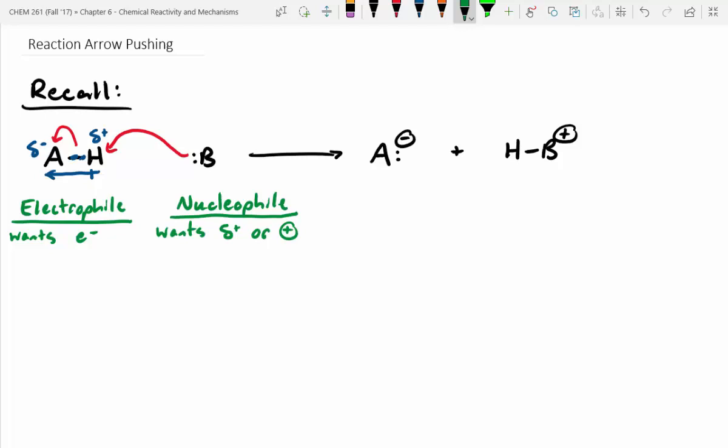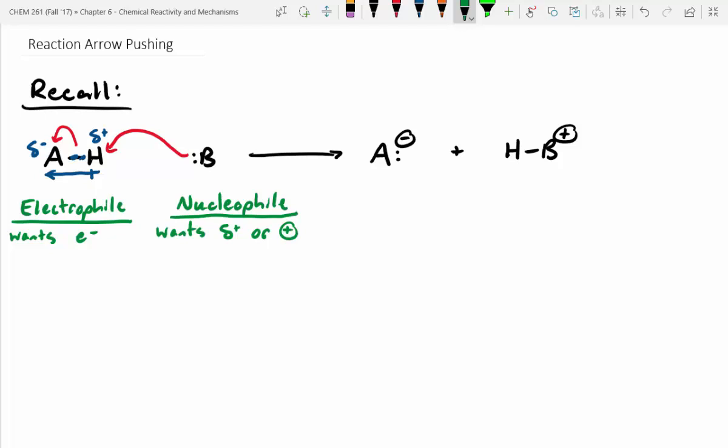Is that supposed to be an equilibrium arrow or one arrow? You can show it either way. It depends. If it's a strong acid or strong base, that means it's essentially a one-way reaction, but if they're closely matched, then you could show it with equilibrium arrows.